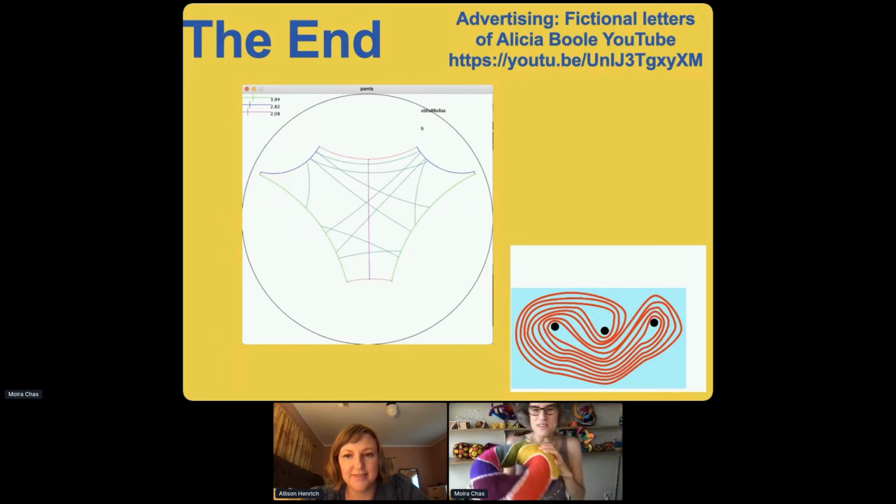The torus is in this one. These are rectangles. I'm going to stop sharing so you can see, if I know how to stop sharing. How do I stop sharing? Oh, here. I did. Oh, okay, great.